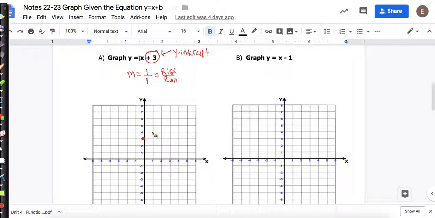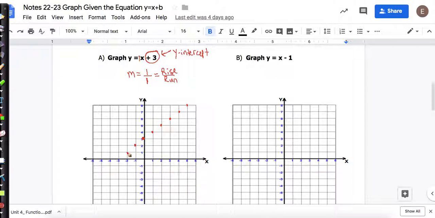So up 1 over 1, up 1 over 1, and continue the pattern. And now we can continue the pattern in the other direction. And remember, we're making a line. So we're going to go down 1 over 1. And remember, 2 negatives makes a positive.